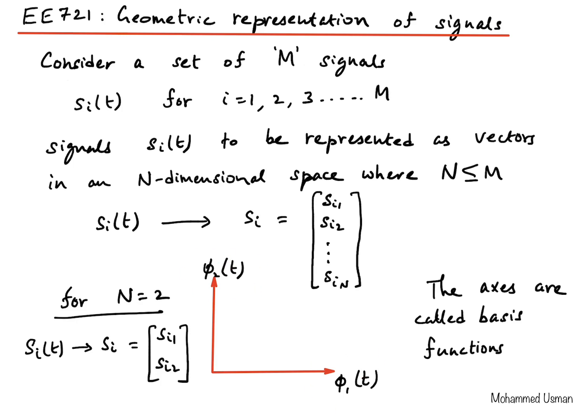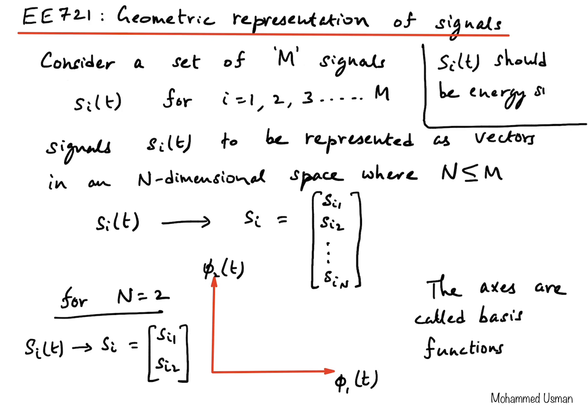And let's first talk about what is the condition that the signals must satisfy in order to be able to do this process. And that condition is that the signals must all be energy signals. So this is applicable for Si of t, which are energy signals. So Si of t should be energy signals.